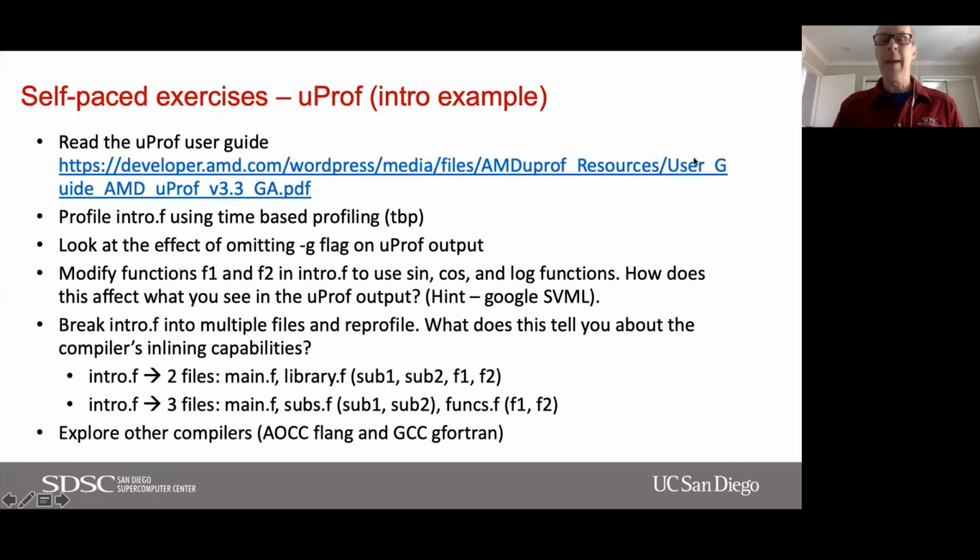Right, so getting back to the uprof example, good homework would be to follow this link, read the uprof user guide, and then profile intro.f using time-based profiling like we did. See what happens if you omit the -g flag. You could do the same things that we talked about for gprof: breaking up the code into multiple files, modifying the functions so they use more expensive routines, and exploring other compilers.